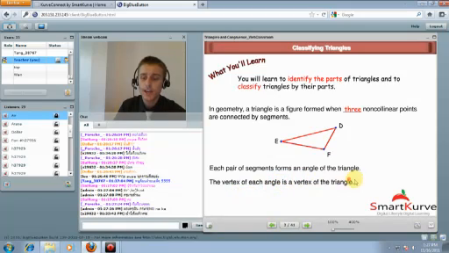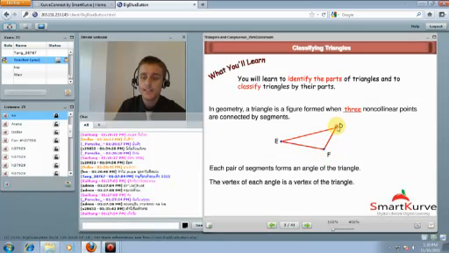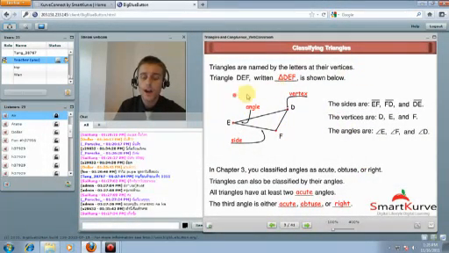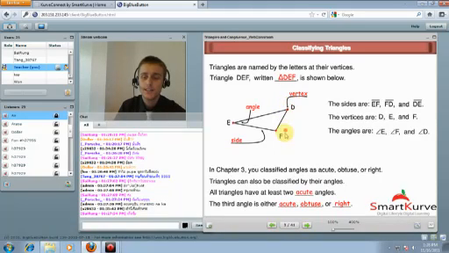The vertex of each angle is a vertex of the triangle. So right here, this F, this D, and this E are the vertices of the triangle. Triangles are named by their vertices. So triangle DEF is written as a triangle symbol, then the letters D, E, and F, because as you can see in this triangle, the vertices are the letters D, E, and F. So you would write it D, E, F.